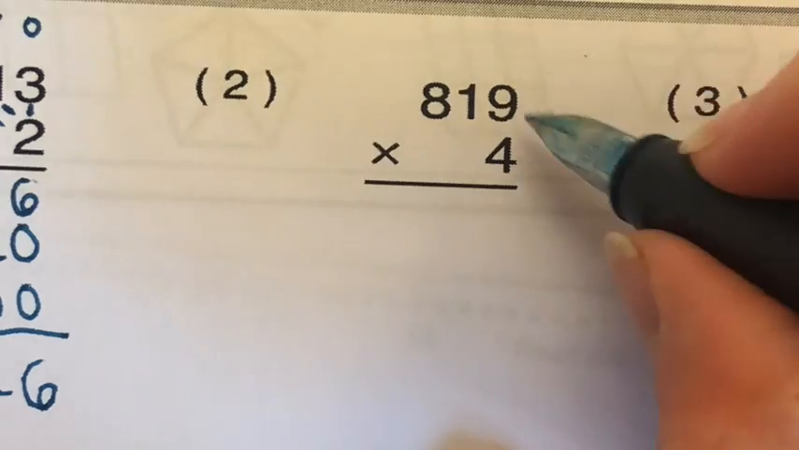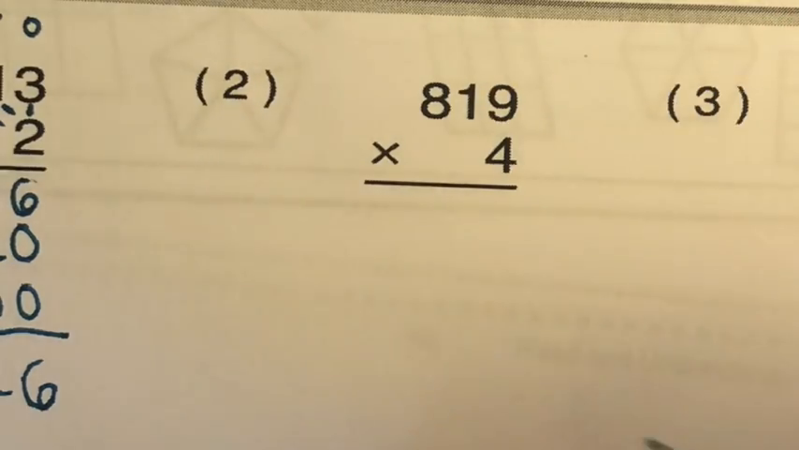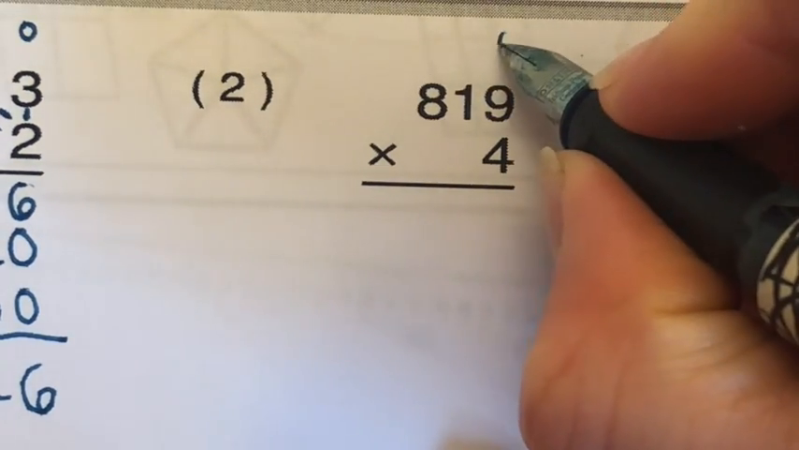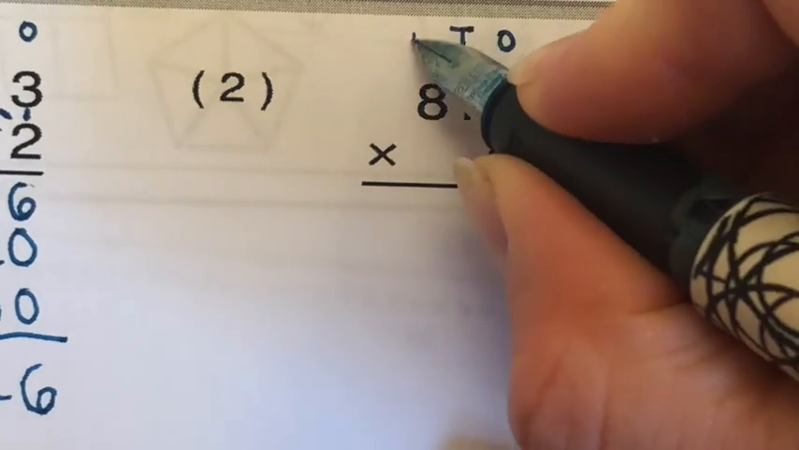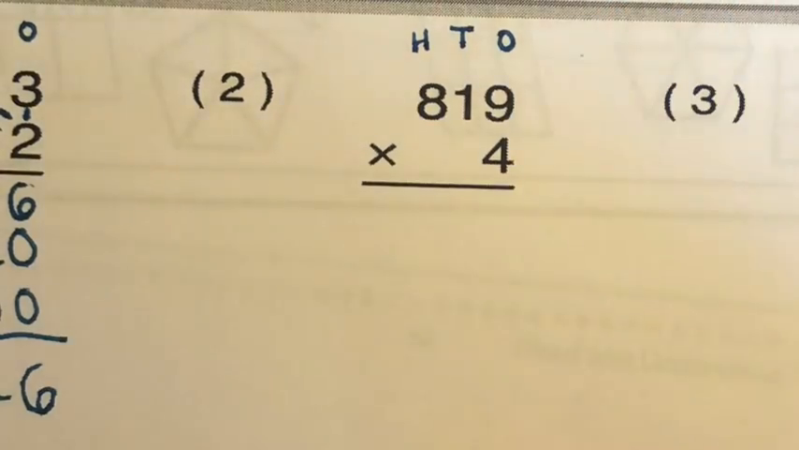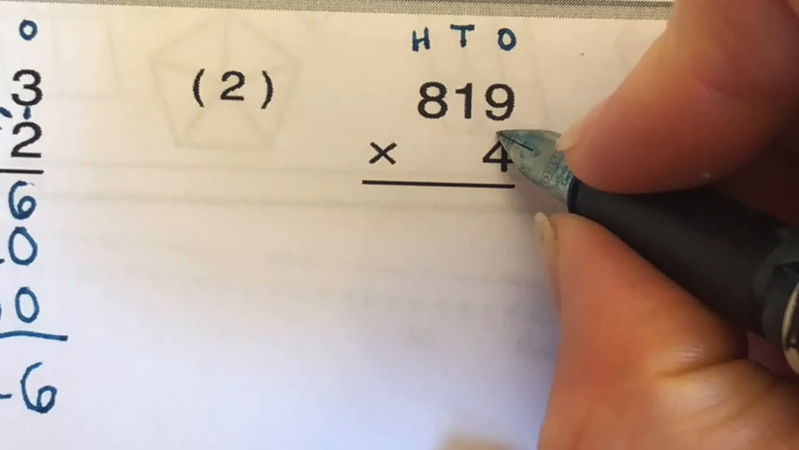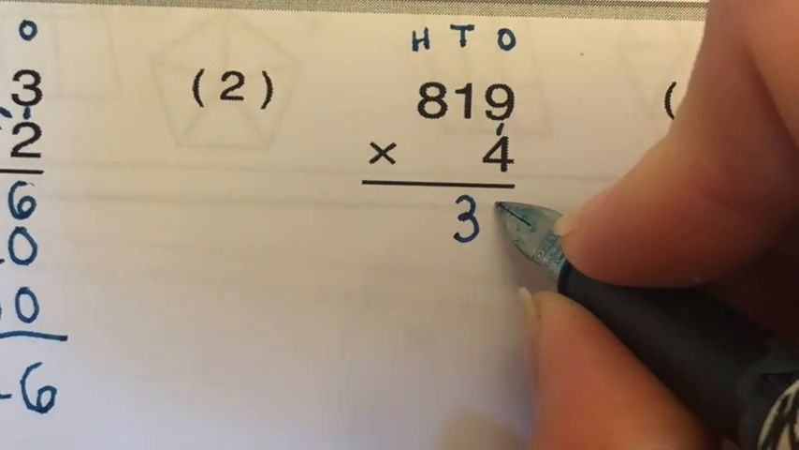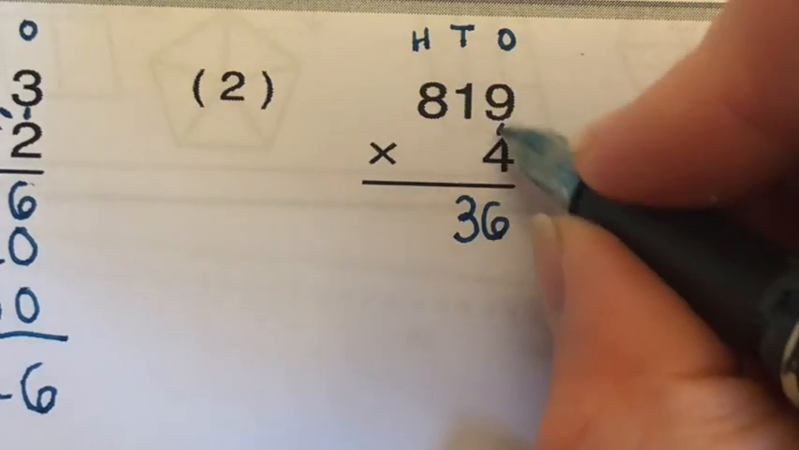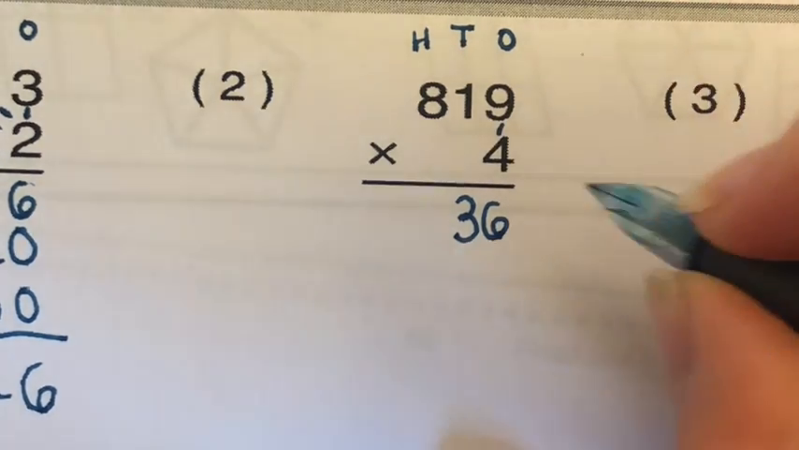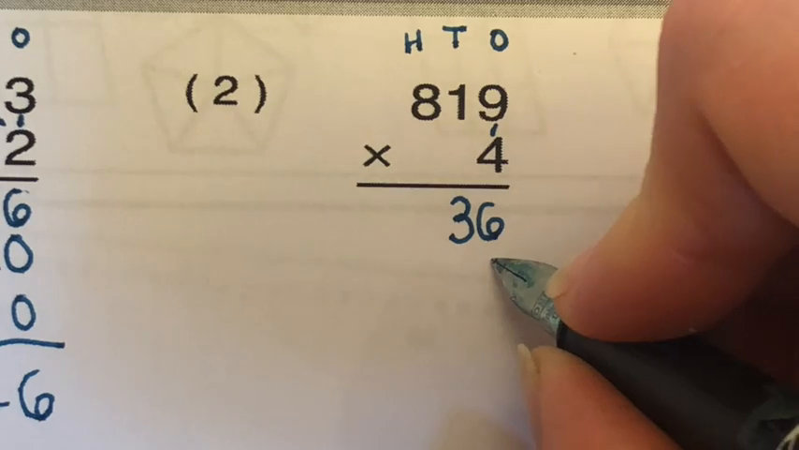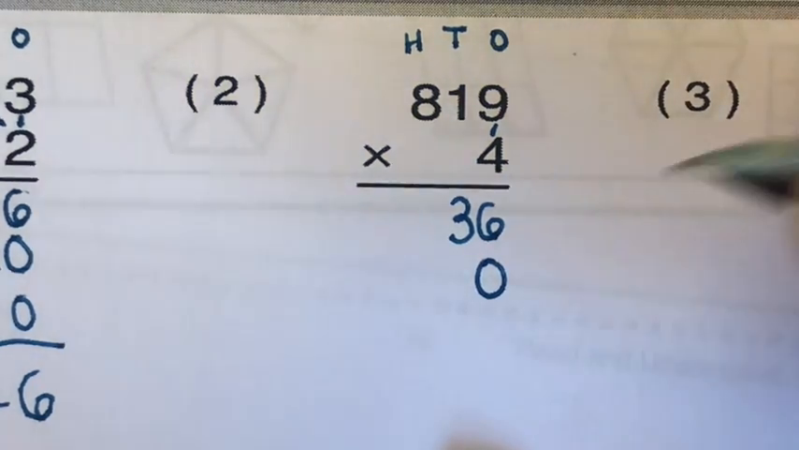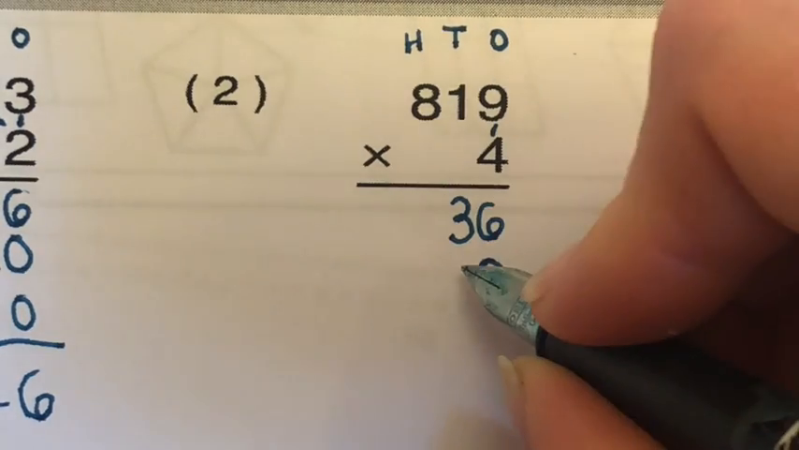So I've got 819 times 4. So I'm going to multiply my ones, my tens, and my hundreds, and I'm going to add them all together. So first I multiply. 4 times 9 is 36. And it's just a 4 and a 9. There's no 10, so don't worry. You just write 36. Now the next one I'm multiplying in the 10 spot. So you could put a 0 here and just go 4 times 1 is 4.